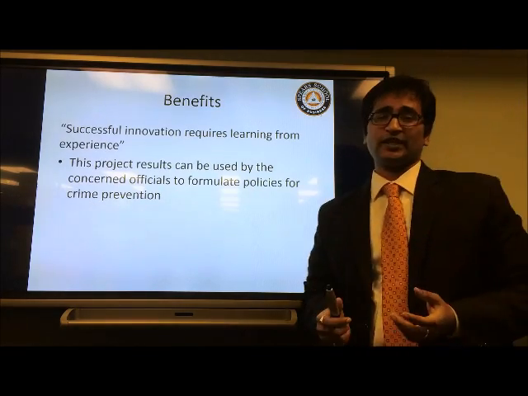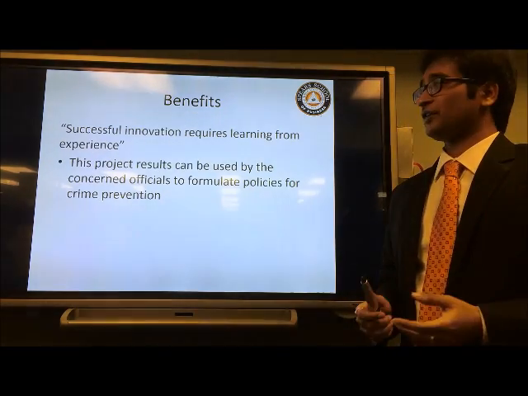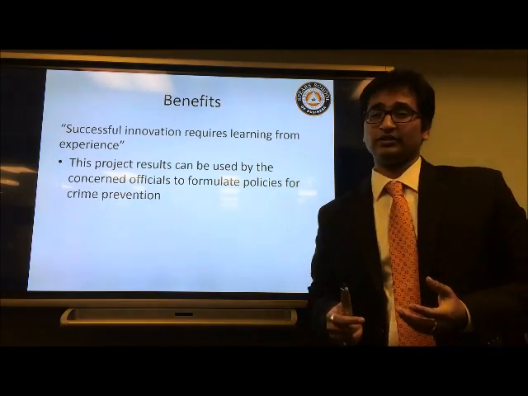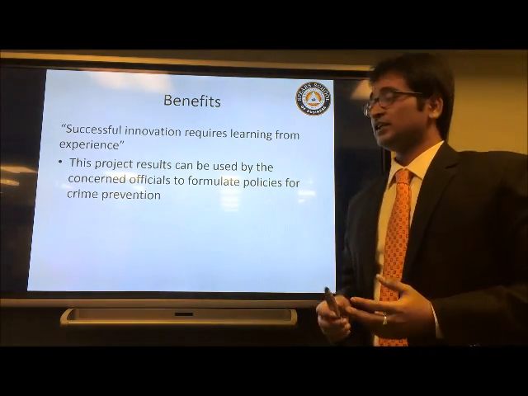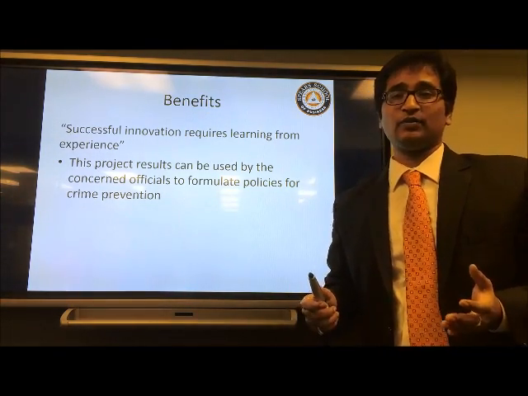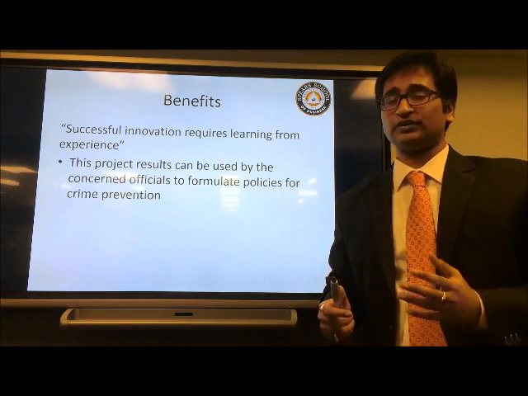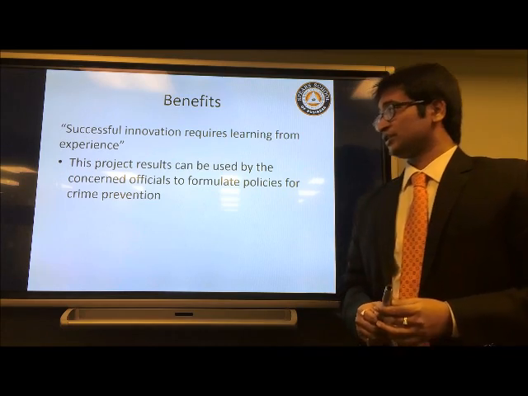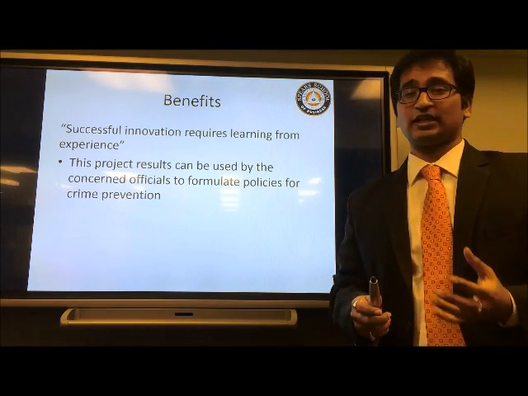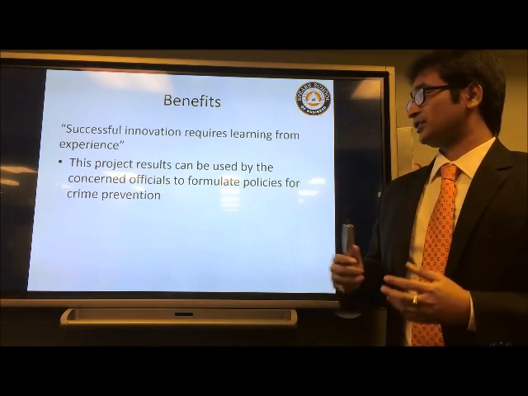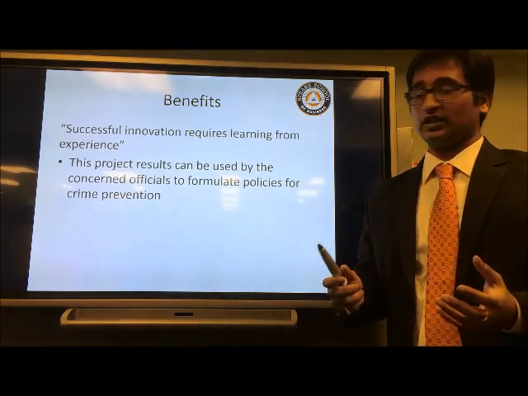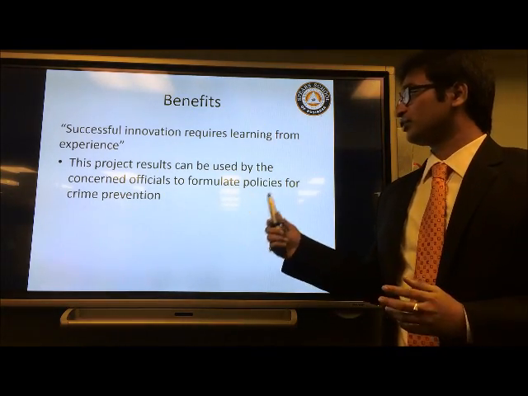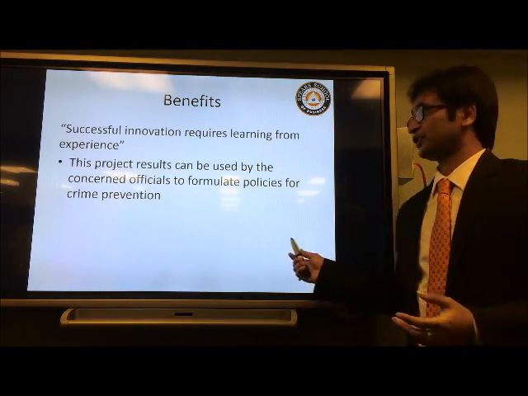Now, this is a great saying: successful innovations require learning from experience. And our benefits are as follows. Since we have abundant crime data available, we can always do analysis, and the results can definitely be used by different departments in the United States. Since this project deals with crime data and socioeconomic analysis, the concerned officials from different departments in the United States can use it to formulate policies for crime prevention.